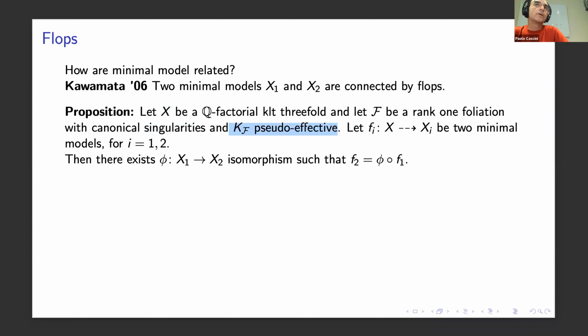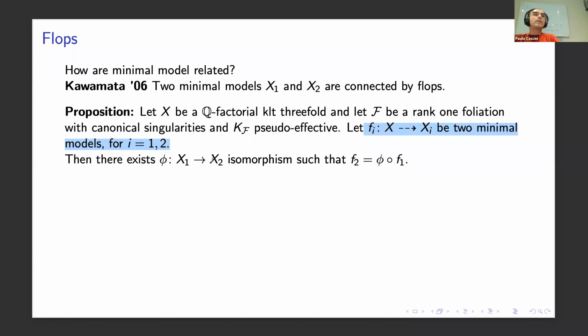KF is effective, otherwise we cannot talk about minimal models. So let's suppose that we have two minimal models. Is it true that they're connected by flops? Well, actually, it's even easier than that. It's not only that they're connected by flops, but actually they're connected by an isomorphism. There's only one minimal model.